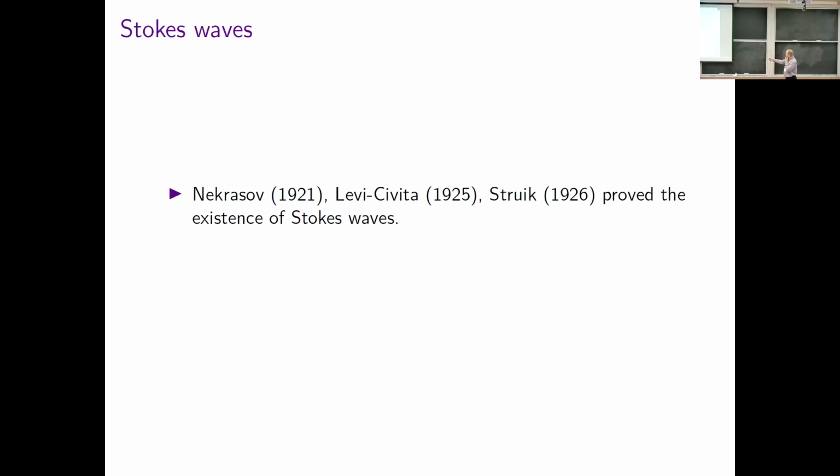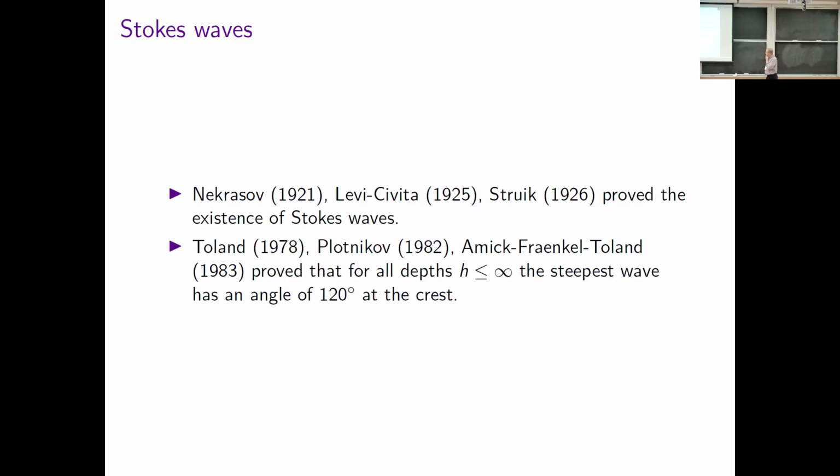So Nekrasov and Levi-Civita proved that the formal calculations of Stokes, who just calculated a few terms, were the first terms of a convergent expansion, so proved rigorously the existence of these Stokes waves. This was in infinite depth, and then Struik added finite depth. Okay, so these Stokes waves exist. Stokes already had a conjecture that there was a steepest Stokes wave, and that this wave had a 120-degree corner at the crest. Okay, that took a lot longer to prove. Toland proved that there was a steepest Stokes wave, and then Amick, Fraenkel, Toland, and then Plotnikov proved that for all depths, the steepest wave indeed does have this 120-degree corner.